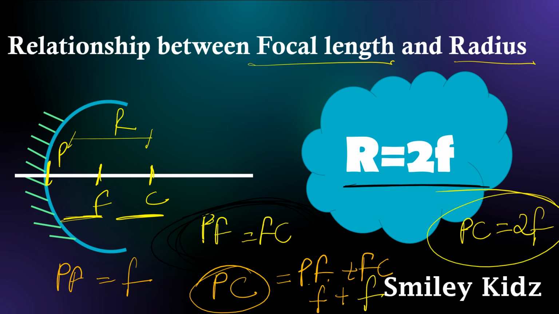What is PC right now? It is the radius of curvature. So radius of curvature is 2F, isn't it? So the relationship between focal length and radius is that radius of curvature is equal to 2 times the focal length.